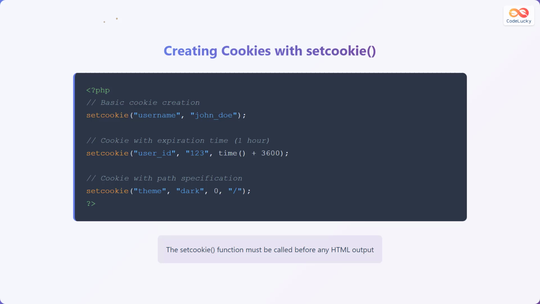Here's how to create a cookie with a path specification. The first argument is the name of the cookie, in this case theme. The second argument is the value of the cookie, in this case dark. The third argument is the expiration time, which is set to 0, meaning the cookie will expire when the browser is closed. The fourth argument is the path, which is set to /, meaning the cookie is available to all pages on the website. The setcookie function must be called before any HTML output.